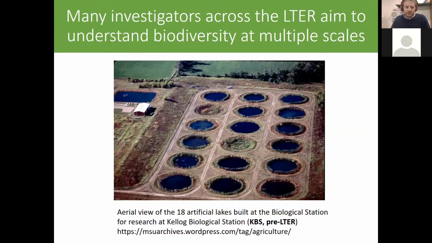Now, I also wanted to give a shout out to KBS because we're the Metacommunity Working Group, and this is where a lot of metacommunity work originated. However, they didn't do that work in these ponds. I believe they used cattle tanks that they set up after these ponds stopped being used in the studies.